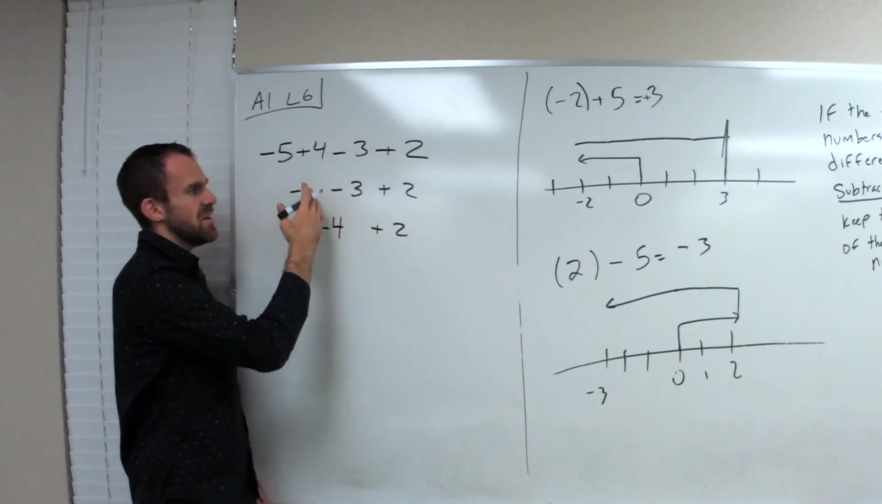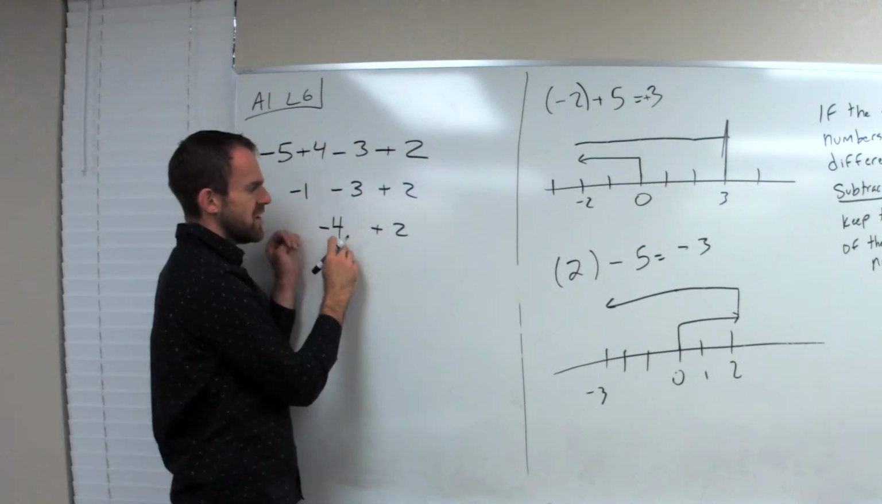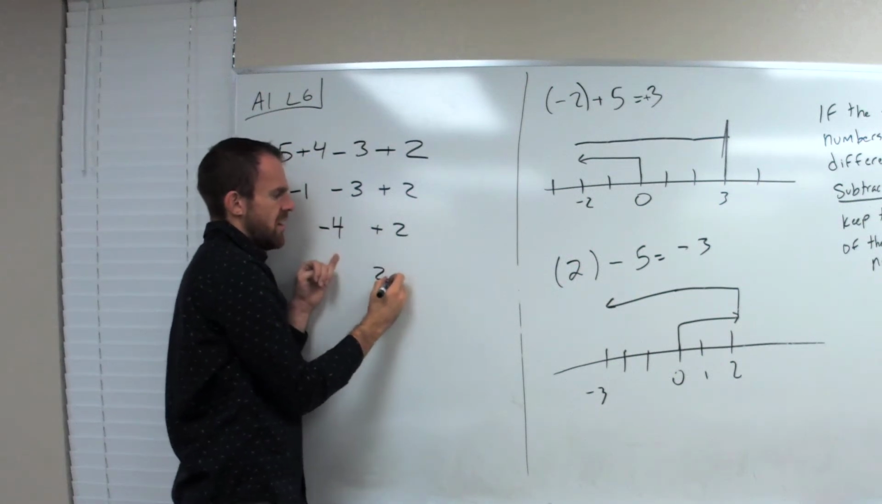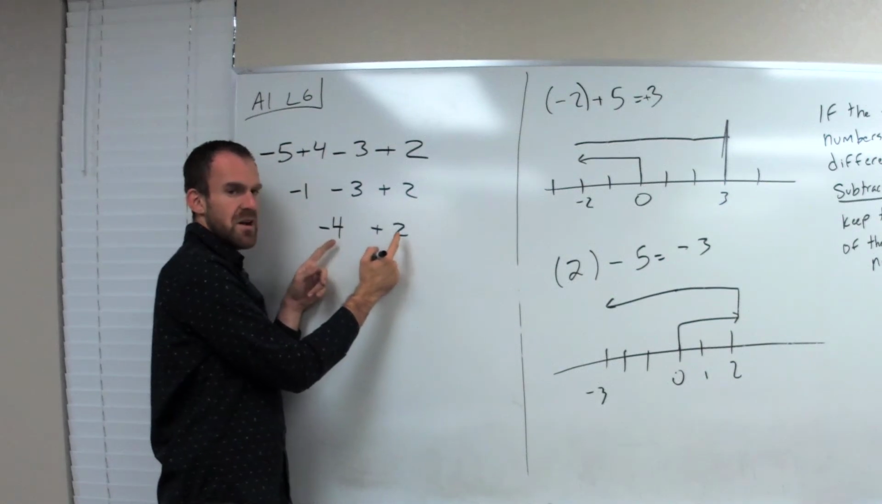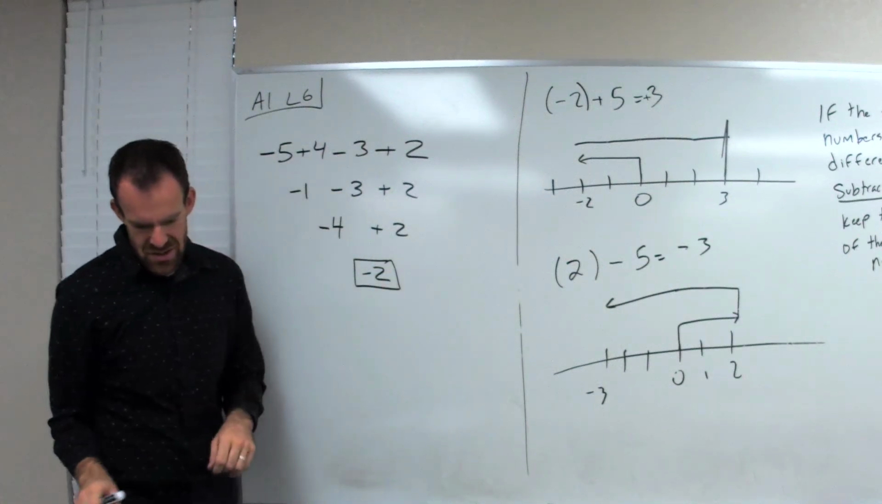Notice how I'm lining everything up so you can see exactly what I'm doing. Now these signs are different, so I'm going to subtract. 4 minus 2 is 2. And I'm going to keep the sign of the larger number. What's bigger, 2 or 4? Well, 4. So the answer is negative 2.